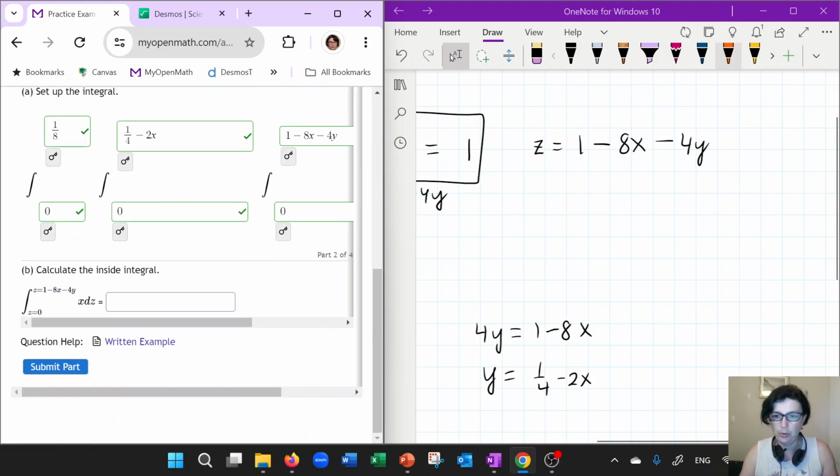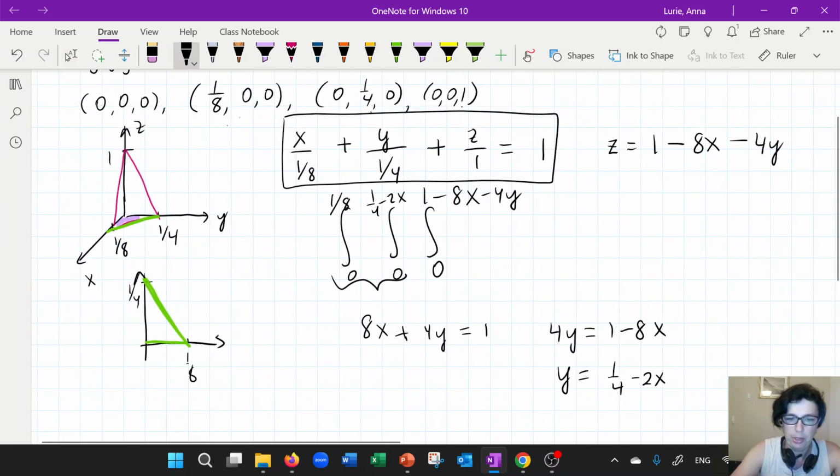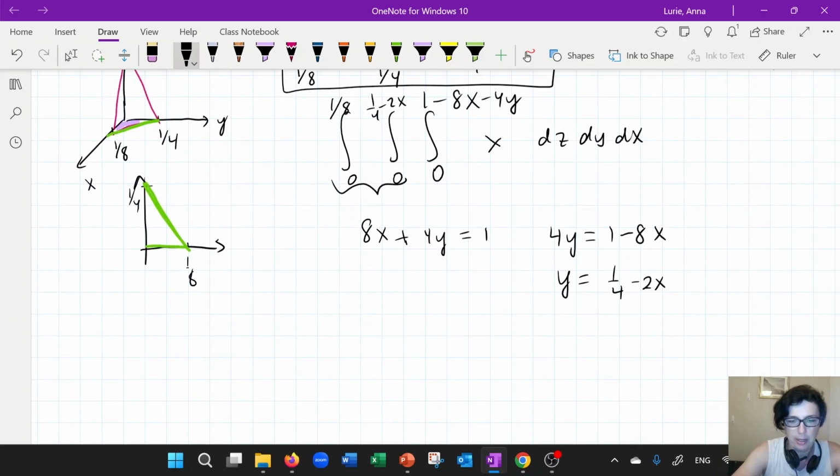Okay, so once we do that, then we're going to compute each part separately. So let me compute the whole thing. So this is going to be x dz dy dx. Okay, so let's first compute the inside integral. So let me still keep the limits. So this would be 1/4 minus 2x.